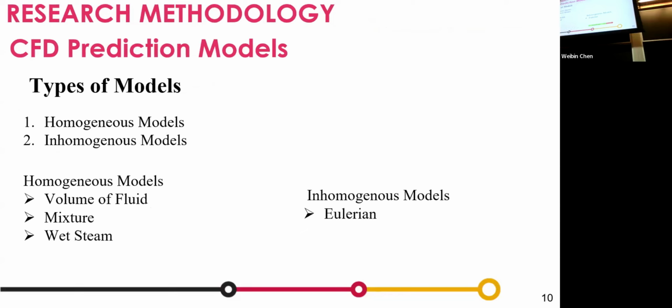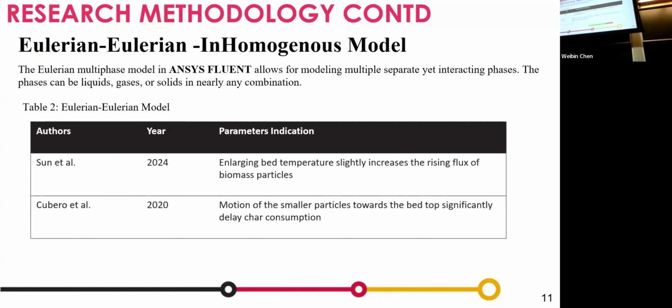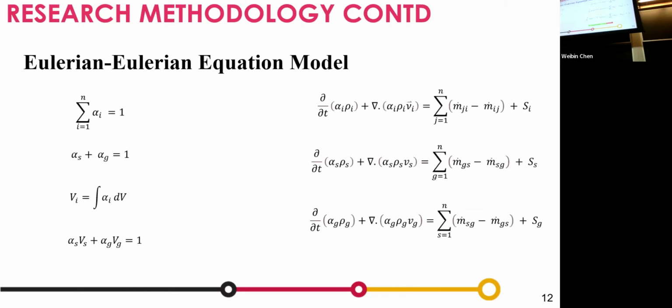For this research, we're using computational fluid dynamics analysis. There are various models, but the model which we're using is the Eulerian model, which considers an inhomogeneous model. This is just showing us a little background of the Eulerian model, for which we're using ANSYS fluid flow analysis.